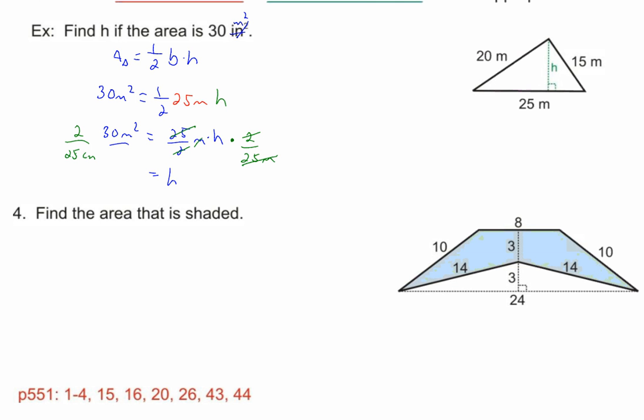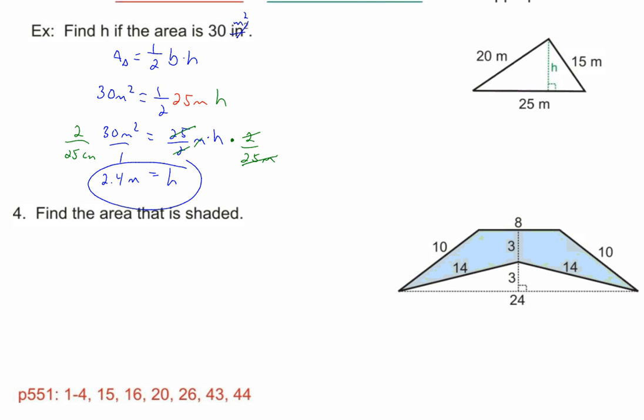All right, be careful here. Just do it on your calculator: 2 times 30 divided by 25. Somebody raise your hand when you got it for me. Aaron, what do you got? Punch something wrong. 2 times 30 divided by 25. Christina? 2.4 meters.